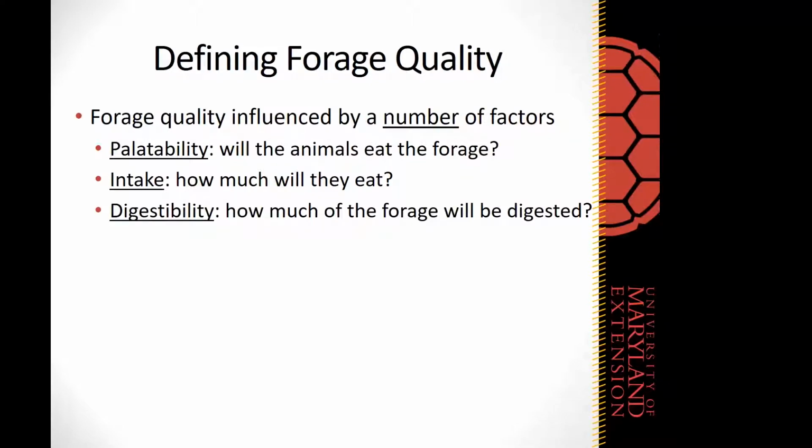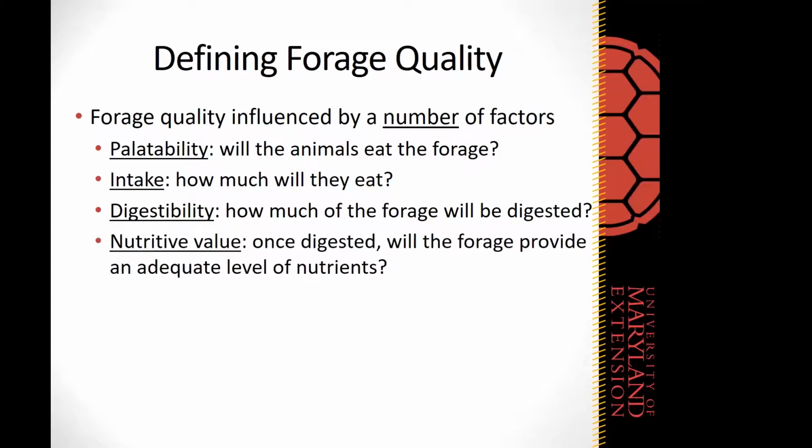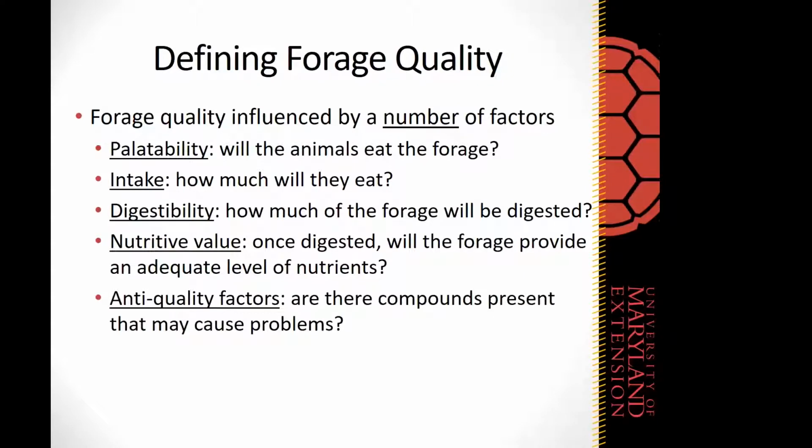It also has to do with digestibility. So how much of that forage is actually going to be digested and make those nutrients available to the animal in their GI tract. Of course, the nutritive value is a component of that. So how many actual nutrients are provided by that forage. And then there might be anti-quality factors or other compounds that could cause problems or toxicities or other issues that we have to be aware of.